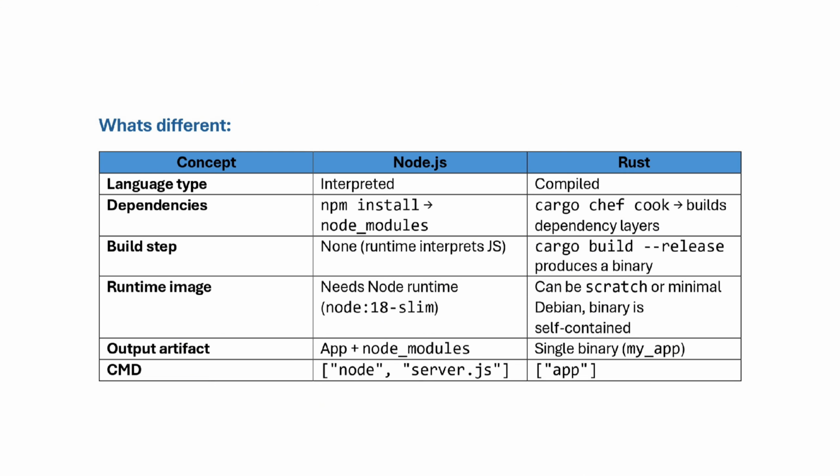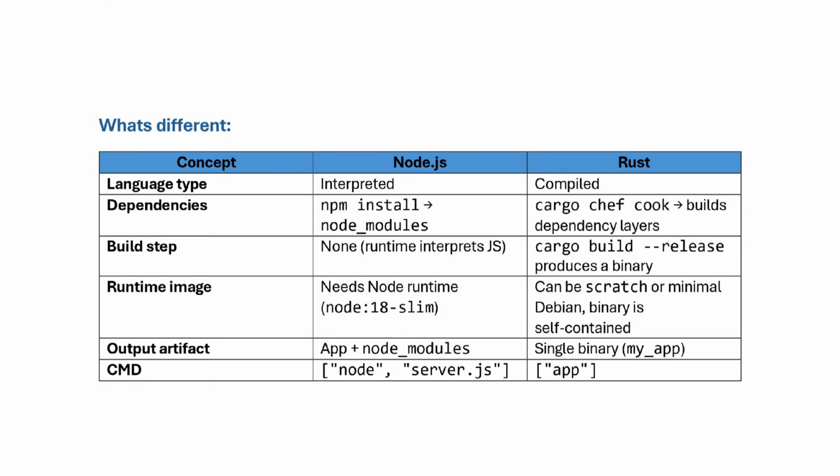What's different? Language type. Node.js is an interpreted language, whereas Rust is a compiled language. Dependencies: in Node.js, it is npm install, that is node_modules. In Rust, it is cargo chef cook that builds dependency layers. Build step: in Node.js, none. The runtime interprets the JavaScript. In Rust, it is cargo build --release that produces a binary.